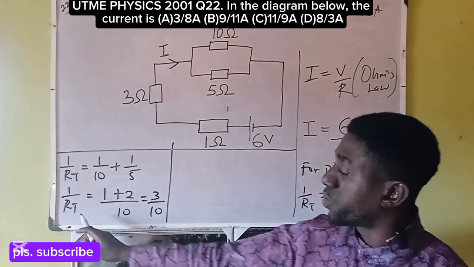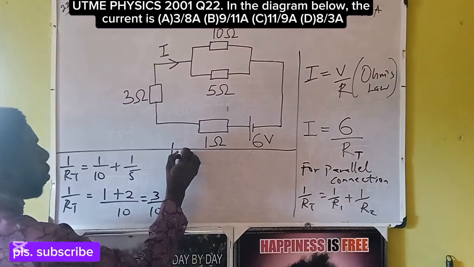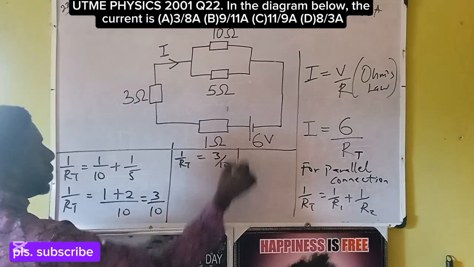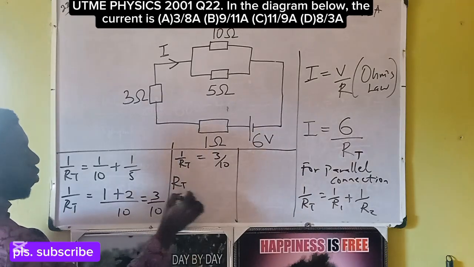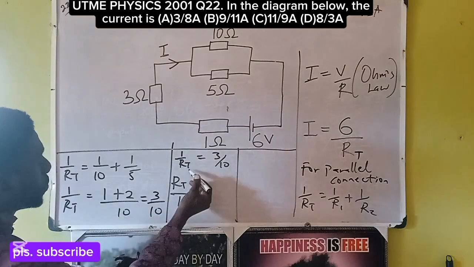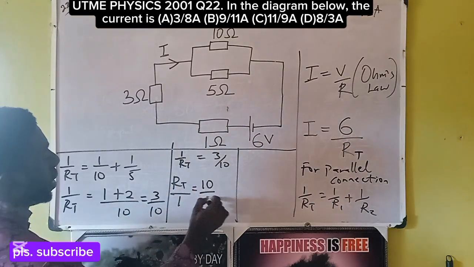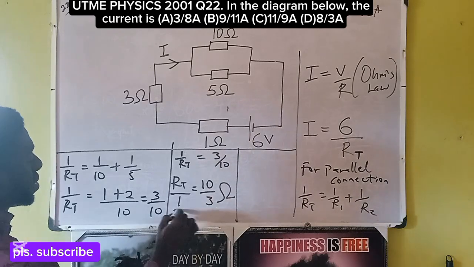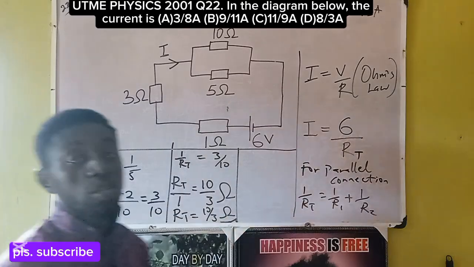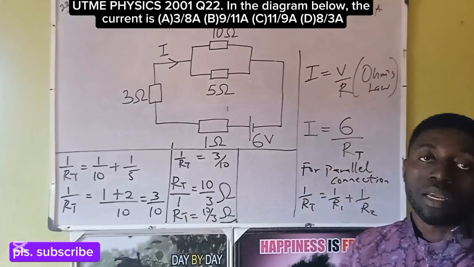Recall, we are looking for RT and not 1 over RT. Therefore, 1 over RT is equal to 3 over 10. Therefore, RT over 1 will be, notice what I'm doing, I'm reciprocating. Since RT is going up and 1 is going down, 10 will go up and 3 will come down. We'll be having 10 over 3 ohms. That is exactly what we're looking for. We've gotten the total resistance in parallel connection, 10 over 3 ohms.